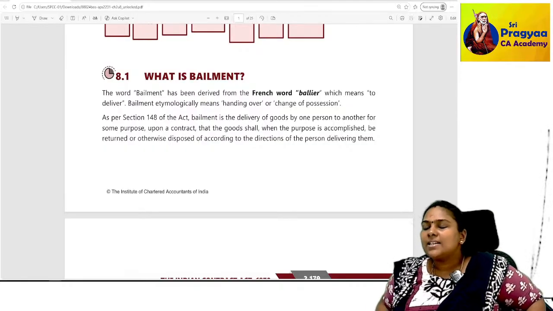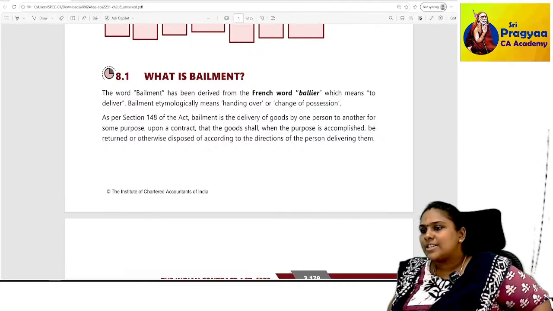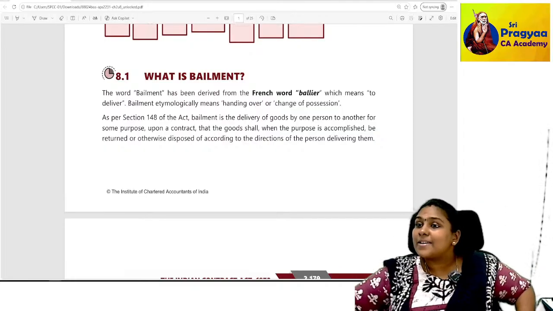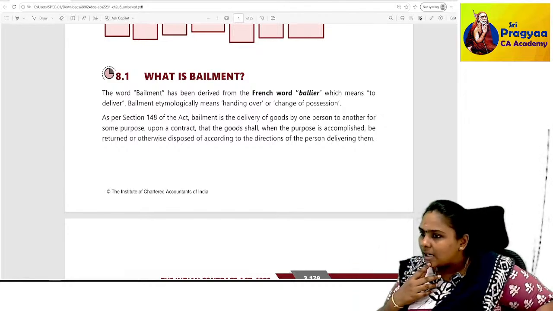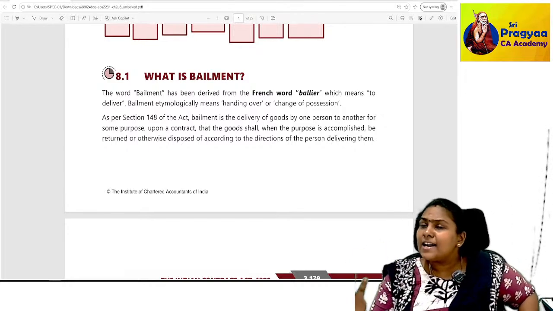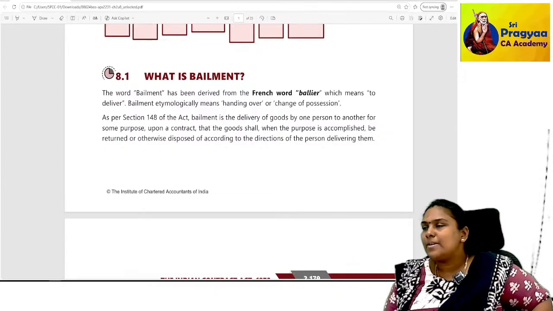Okay, this is the case of non-gracious bailment. Non-gracious na repair pandradhukku we will give a amount, correct? Gracious bailment na bailment done for free. Where all we have seen bailment being done for free?